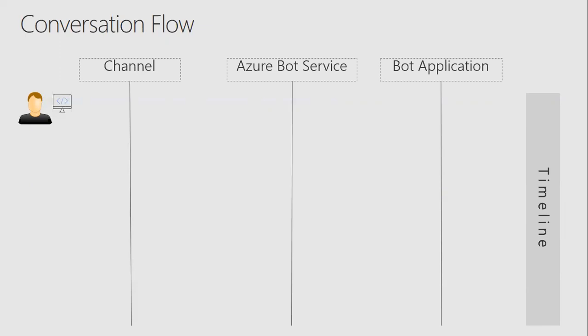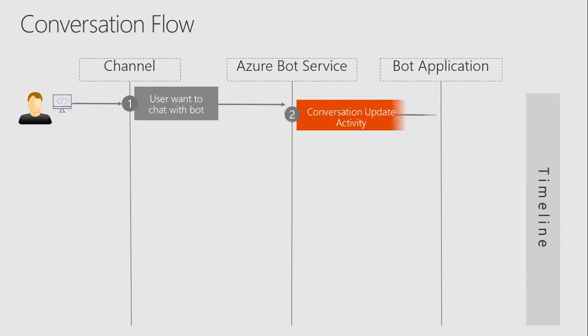So we will see the conversational flow when a user tries to interact with the bot. When the user wants to chat with the bot, the user will open a chat window and add the bot as a contact in the channel. In response to that, Azure Bot Service sends an HTTP POST request to the bot application with an activity of type conversation update. This activity contains the user information in the request payload data.